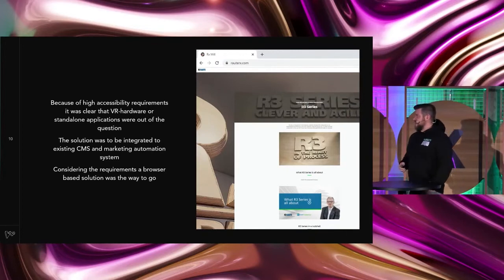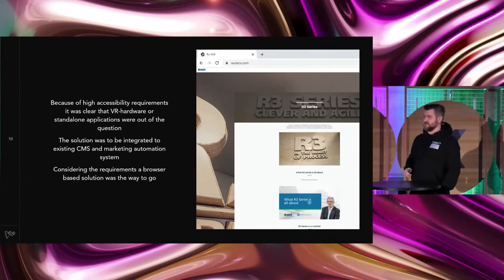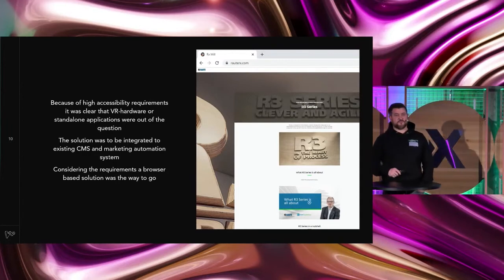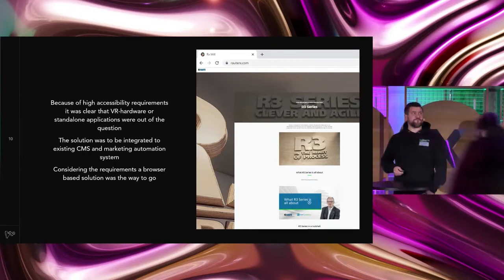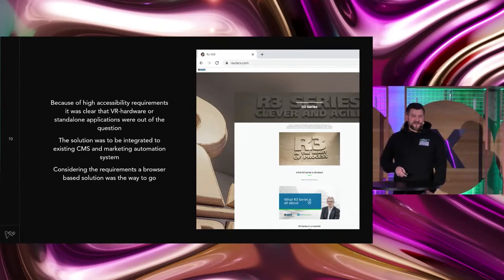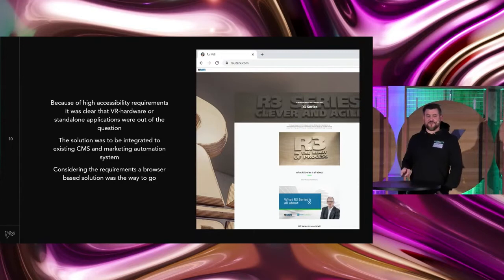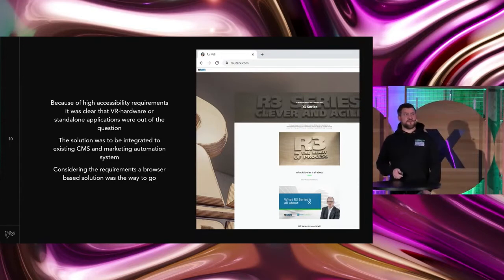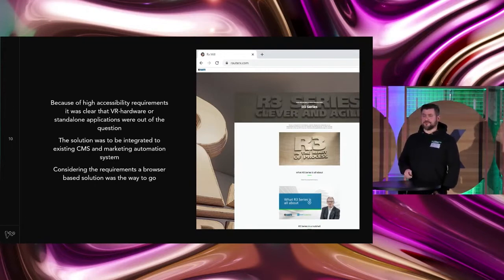It was obvious there were high accessibility requirements. It was clear that the VR headset route was not possible; everybody wanted to do that, but everybody knew it could not be achieved in a 3-month period. Standalone applications were also out of the question because of high cybersecurity policies. It's impossible for the audience to install anything on their computers, and because of the demand for integration to existing platforms, it was clear that a web-based, browser-based solution was the way to go.